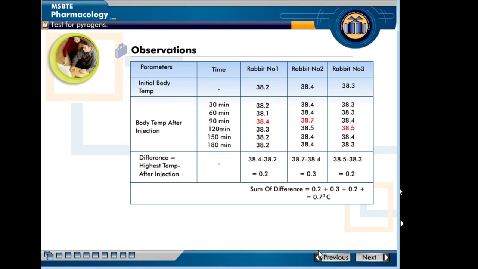So this is the observation table. Rabbit 1 has a temperature difference of 0.2 degrees centigrade. Rabbit 2 has 0.3 and rabbit 3 has 0.2 degrees Celsius. Each of these is less than 0.6, and the sum of the temperature differences is less than 1.4, that is 0.7. So by this we can say the sample passes the pyrogen test.